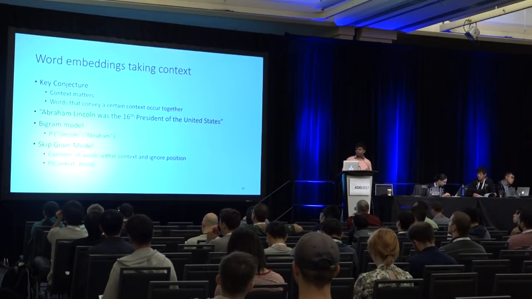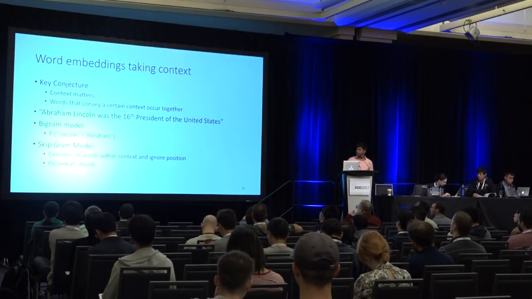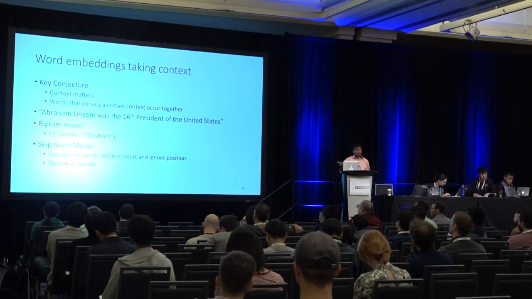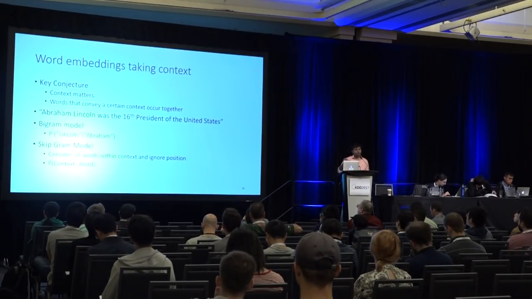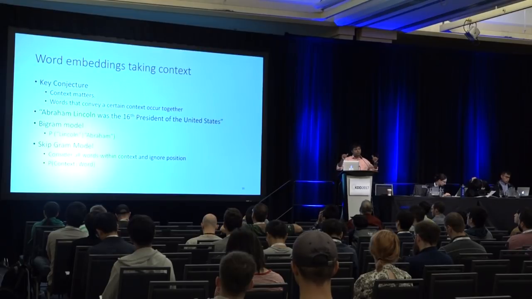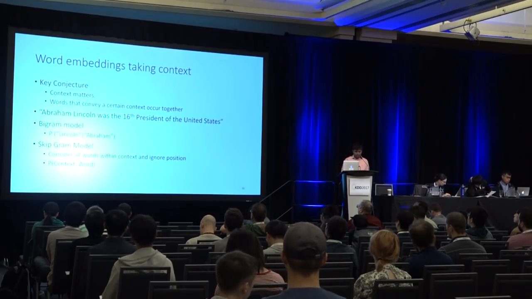So a typical bigram model in this sentence would try to predict the probability of typing in Lincoln if your previous word is Abraham. But a skipgram model tries to predict the context given the word. If you look at the Word2Vec paper, there are two types, skipgram and continuous bag of words. You can refer to both of them, but essentially you can think of them as inverses of each other. One is predicting context given word, and the other is predicting word given context.